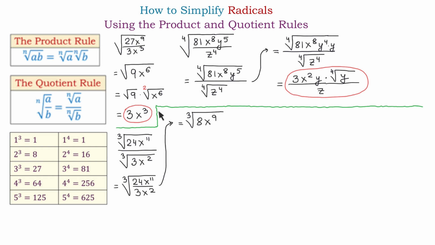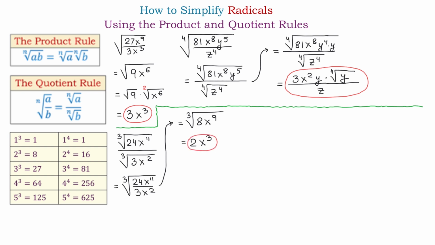And now the product rule will allow us to take the cube root of each factor individually. And the cube root of 8 is 2, because 2 cubed is 8. So we will have 2. And the cube root of x to the 9th power is x cubed. And this is because 9 divided by 3 is 3. So this was the first method.